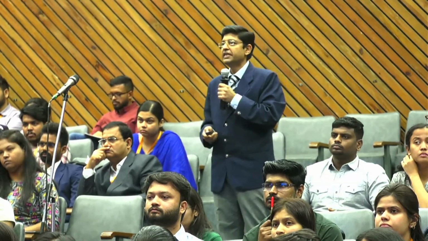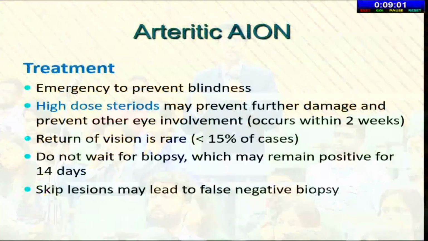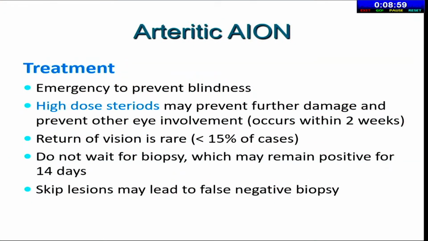So consider GCA, or giant cell arteritis, in advanced stages, when history is suggestive, with a history of transient obscurations, bilateral involvement, and signs of retinal or choroidal ischemia. So again, it may not just be restricted to the optic nerve. You would have retinal and choroidal ischemia also. Treatment is an emergency, high-dose steroids to prevent further damage. Return of vision in this eye is rare, and the key thing is to prevent involvement of the other eye, which can happen in a very high percentage of patients within 2 weeks.